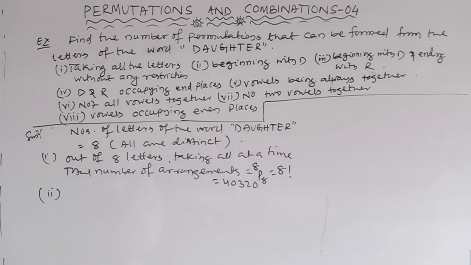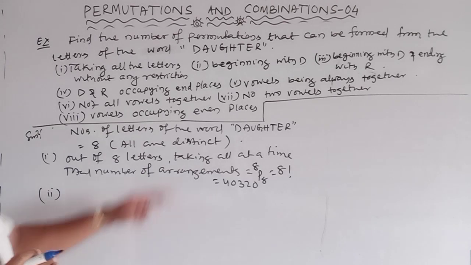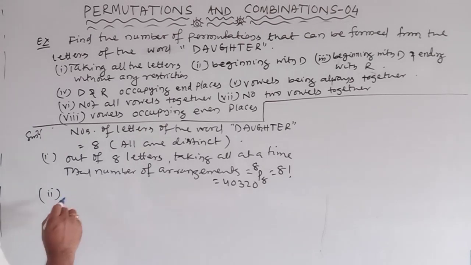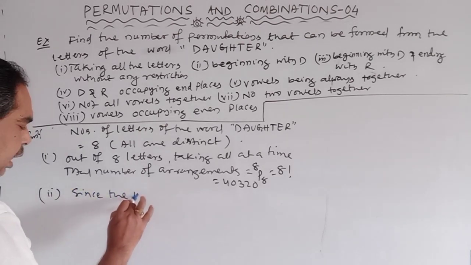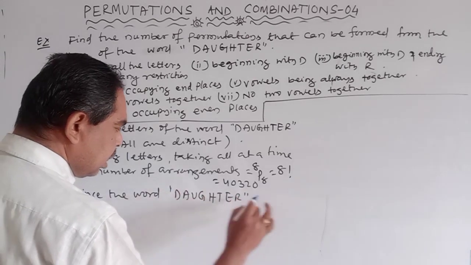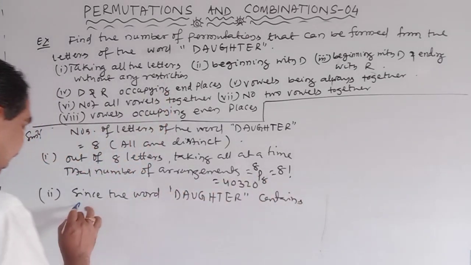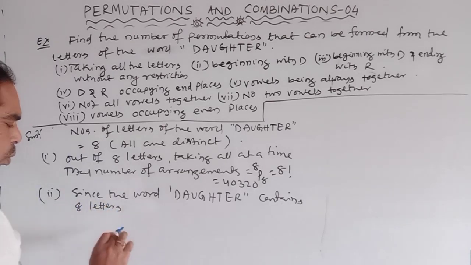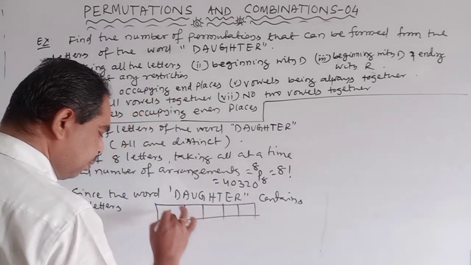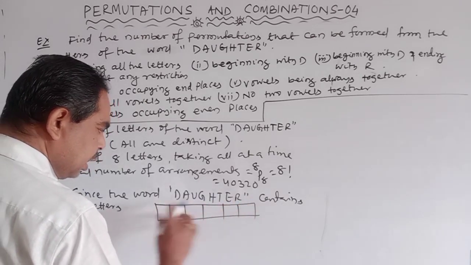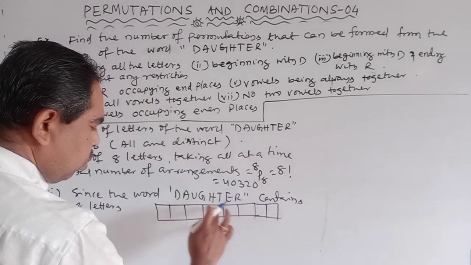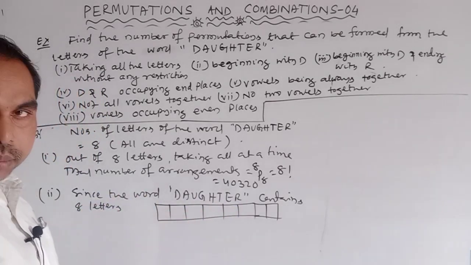Next, question number 2: beginning with D. Since the word daughter contains 8 letters, therefore there are 8 boxes. 1, 2, 3, 4, 5, 6, 7, 8. So 8 boxes are there.